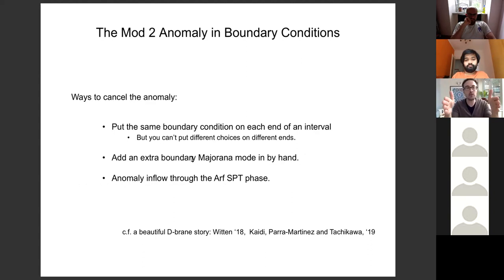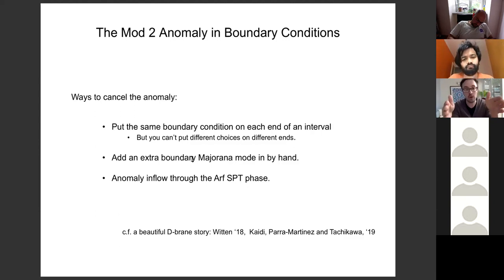If you now have the system on an interval rather than a half line, and you put the boundary condition here, which has a localized Majorana mode, you're obliged to put the boundary condition here that also has a localized Majorana mode, if you don't do any of the other things on the list on this slide. Then you get two localized Majorana modes. It doesn't matter that they're separated in space, you still have an even number. And so the system is perfectly consistent. The problem arises if you pick one boundary condition on one end and a boundary condition from the other class on the other end.